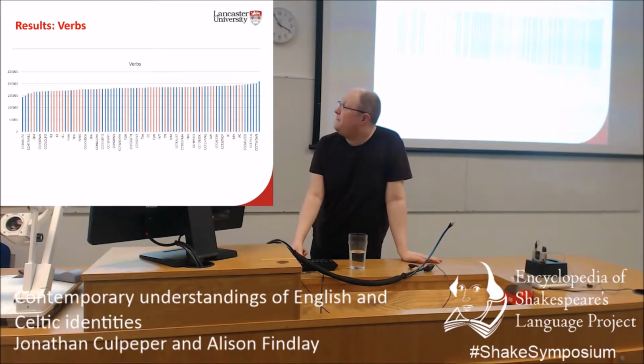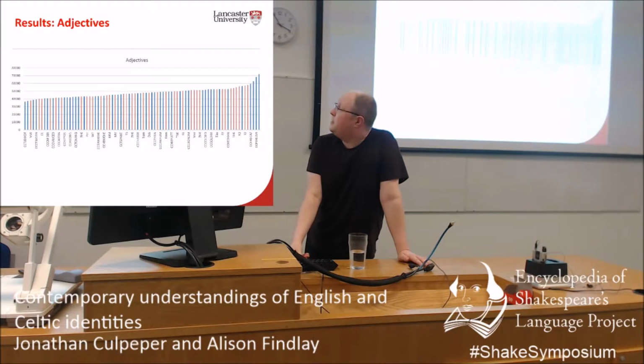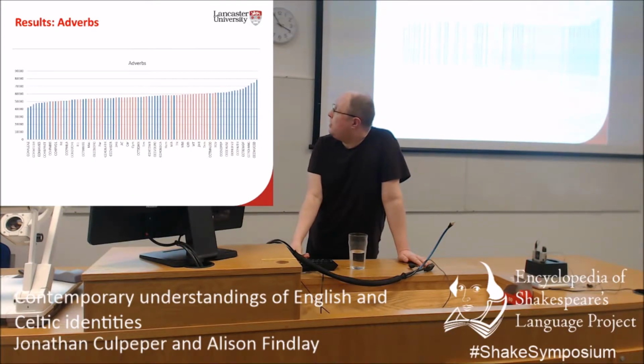I'm going to take you very quickly through the equivalent graphs for the other part of speech features. That's verbs, that's nouns, and you'll notice that things are a bit different there. I'm going to come back to that. And there's adjectives, adverbs. You might say there that Shakespeare's spread is narrower than the rest.